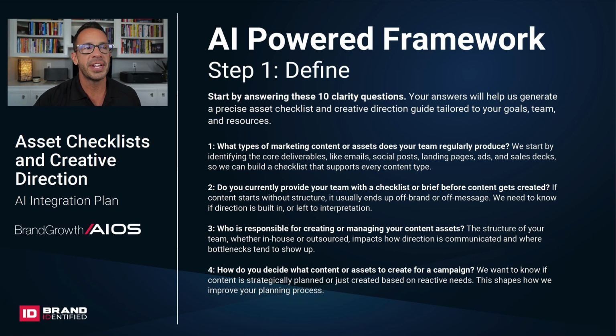So step number 1 here of this AI-powered framework is to define. Start by answering these 10 clarity questions. Your answers will help us generate a precise asset checklist and creative direction guide tailored to your goals, your team, and your resources. So question number 1, what types of marketing content or assets does your team regularly produce? We start by identifying the core deliverables like emails, social posts, landing pages, ads, and sales decks so that we can build a checklist that supports every content type.